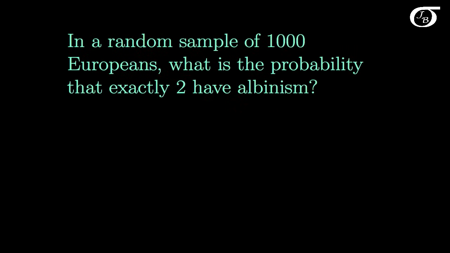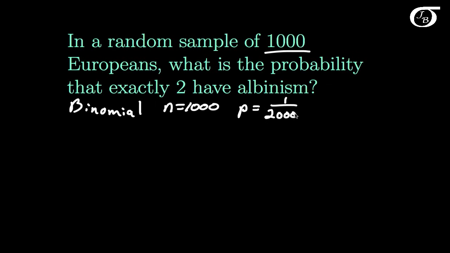In a random sample of 1,000 Europeans, what is the probability that exactly 2 have albinism? Well, we're looking at 1,000 people. Each individual person either has albinism or they do not. And if we are sampling randomly and independently, then this is really going to follow a binomial distribution. The number that have albinism is going to have a binomial distribution with n of 1,000, and p is the probability any one individual person has it. And that was given on the last page as 1 over 20,000.